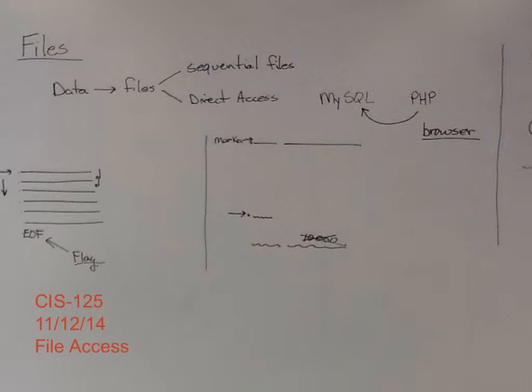We have, as an example here, sequential files, where you have a file and each line in the file is usually marked by some type of carriage return.